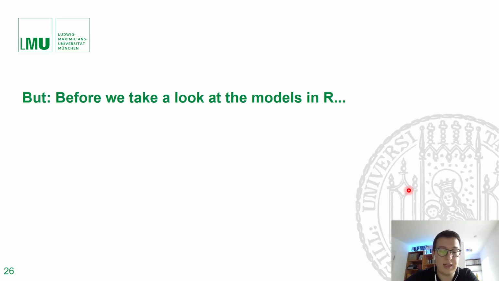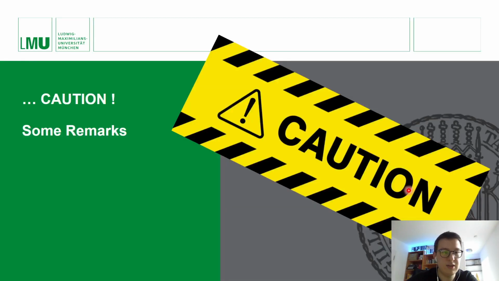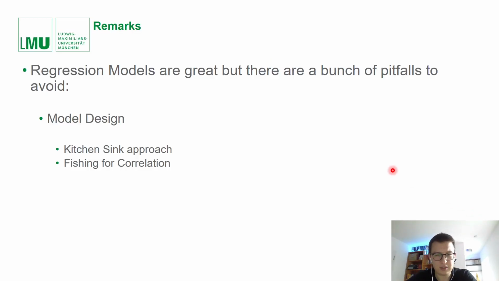And now we would like to look at models in R, but before we do that, I think there's one really important small section. Some remarks of caution, which I would like to give you before we try to interpret and jump into the models. In general, in my opinion, regression models are great. We can make great use of them, but there are really a bunch of pitfalls that we would like to avoid, or stuff that can heavily go wrong if we don't think about it.